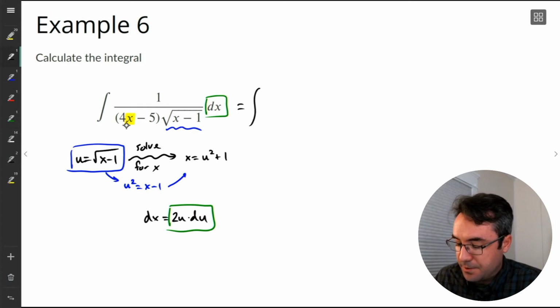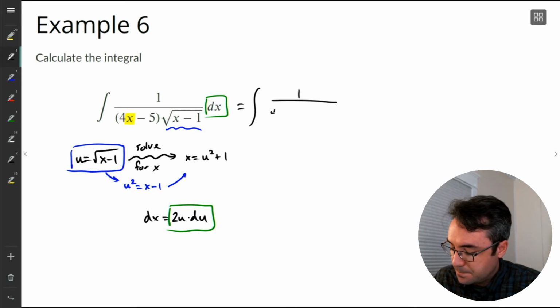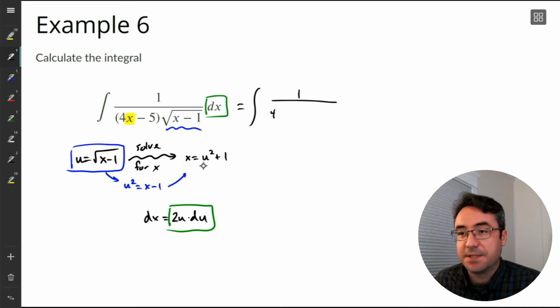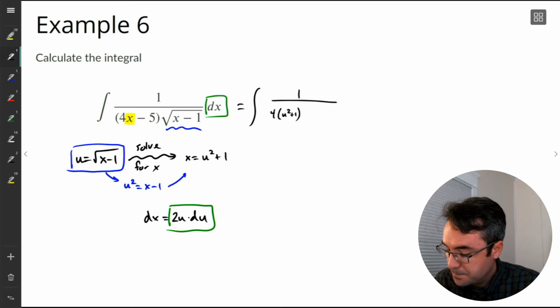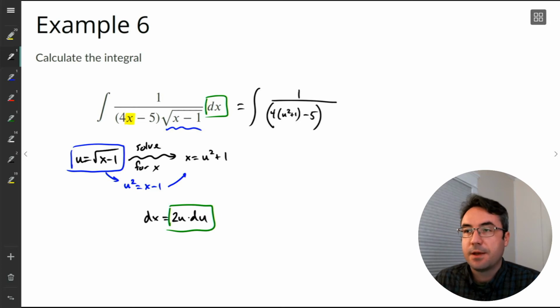All right, so the 4x minus 5. Well, we know what x is. It's u squared plus 1. So let's fill that in. And then we have our minus 5. All right, so that's the 4x minus 5. We've replaced all of our x pieces there. Now let's replace that square root term. We know the square root of x minus 1 is going to become u. And then let's replace that dx. We know dx is going to become the 2u du.